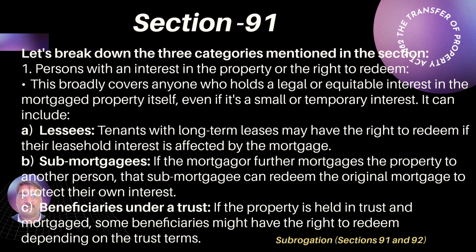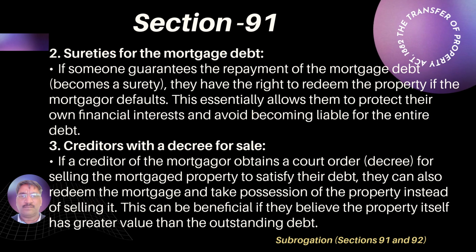2. Sureties for the mortgage debt. If someone guarantees the repayment of the mortgage debt, becomes a surety, they have the right to redeem the property if the mortgager defaults. This essentially allows them to protect their own financial interests and avoid becoming liable for the entire debt. 3. Creditors with a decree for sale. If a creditor of the mortgager obtains a court order, a decree, for selling the mortgaged property to satisfy their debt, they can also redeem the mortgage and take possession of the property instead of selling it. This can be beneficial if they believe the property itself has greater value than the outstanding debt.